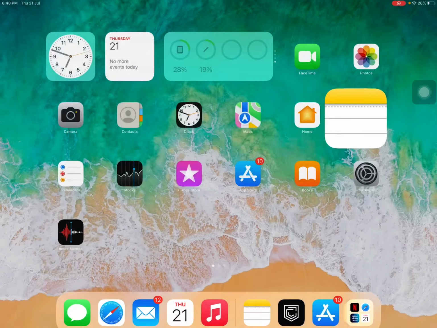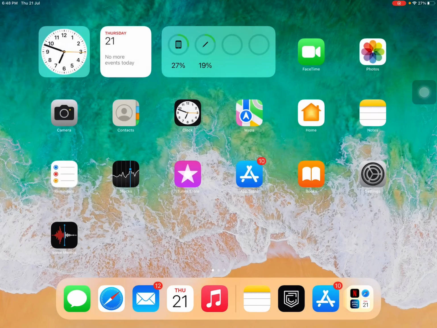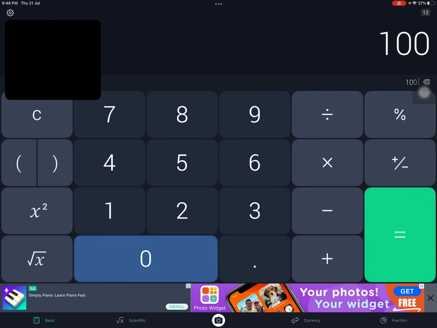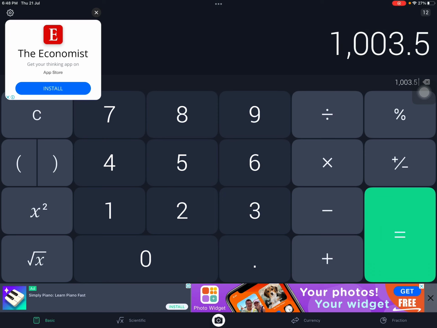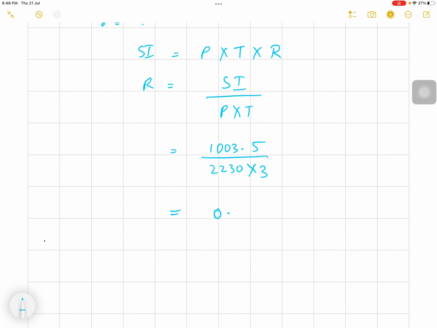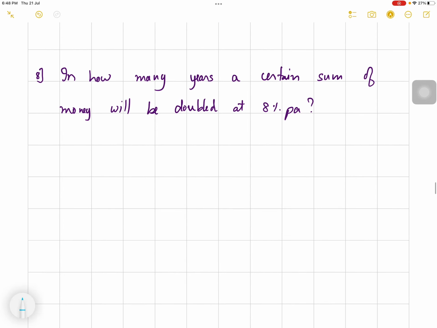Let's calculate this. 1003.5 divided by 2230 divided by 3, 0.15, which is 15%. So R is equal to 15%. Let's see the next problem.